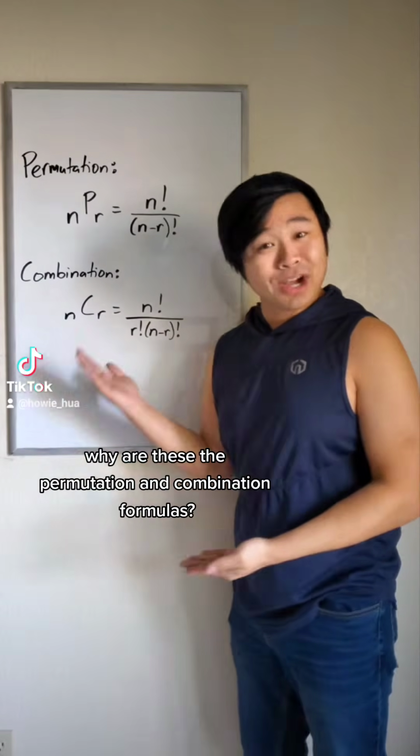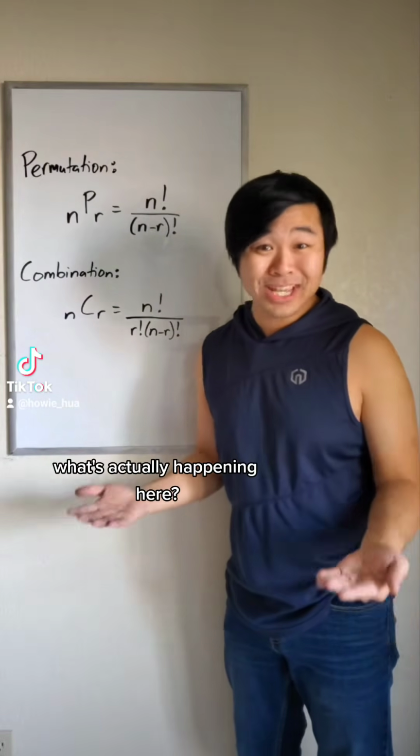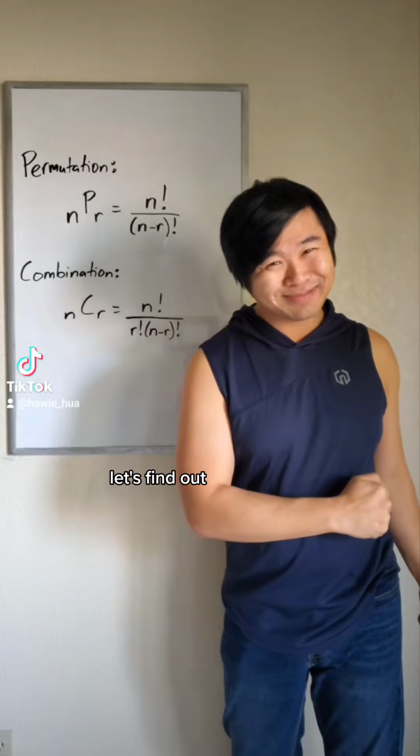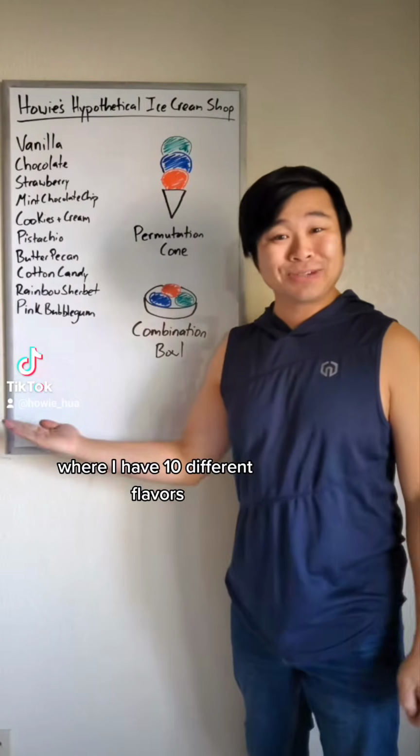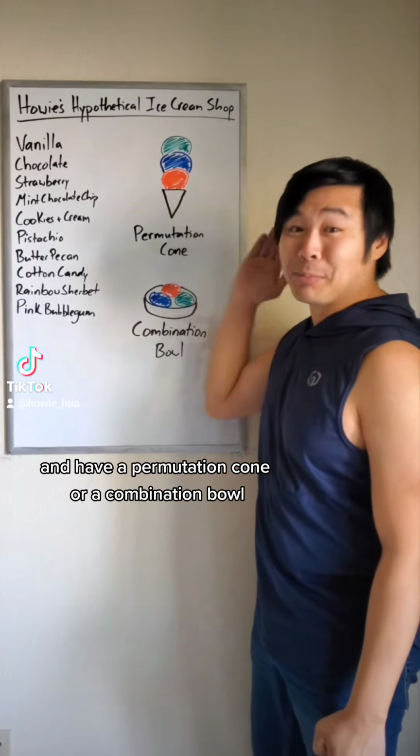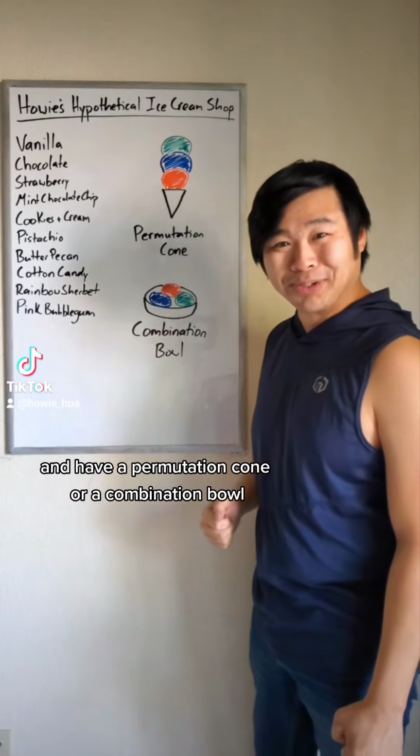Why are these the permutation and combination formulas? What's actually happening here? Let's find out. Welcome to Howie's Hypothetical Ice Cream Shop, where I have 10 different flavors. And today's special, you can pick 3 different flavors and have a permutation cone or a combination bowl.